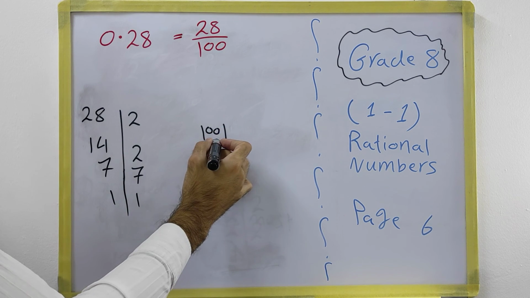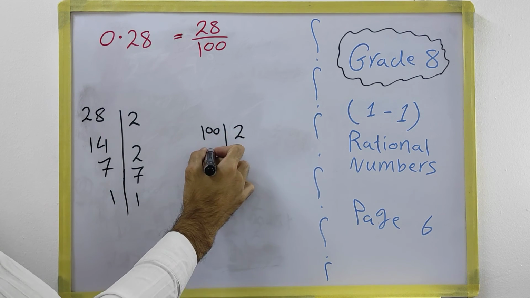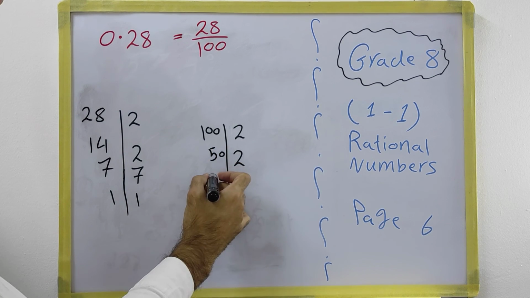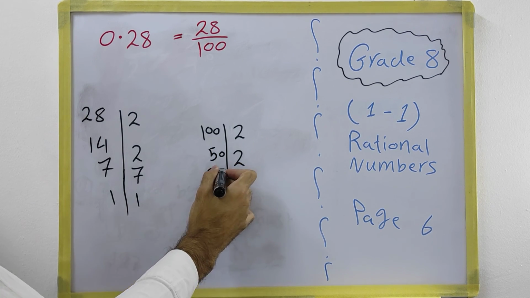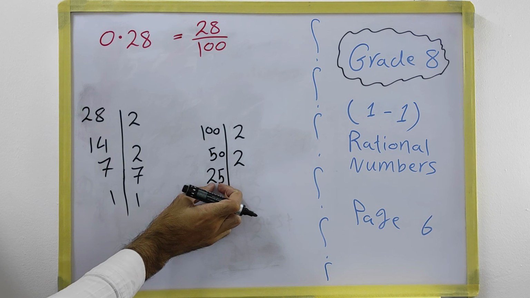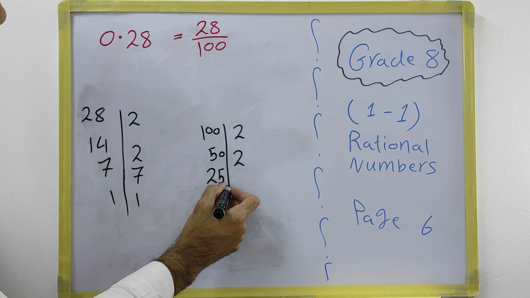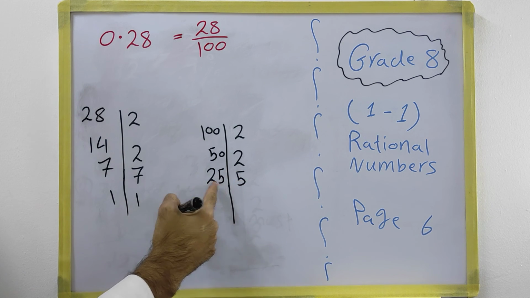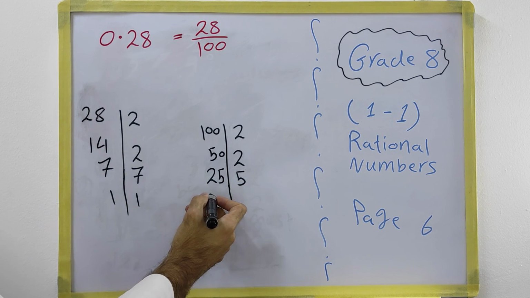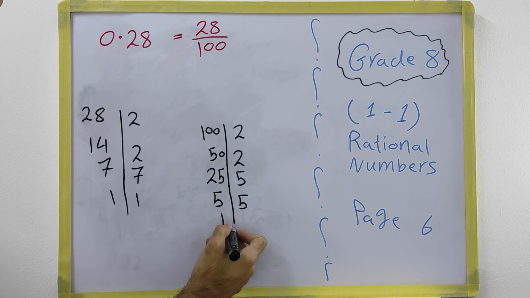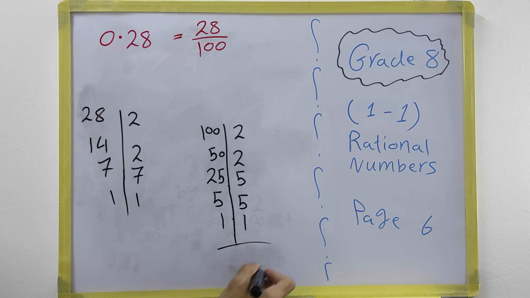100. Can it be divided by 2? Yes, equals 50. 50 divided by 2. Again possible. Equals 25. 25 divided by 2. We can't. Divide by 3. The sum of them is 7. No, we can't. Divide by 5. Yes, it is. The last digit is 5. 25 divided by 5 is 5. Again, can be divided by 5. 1, 1.